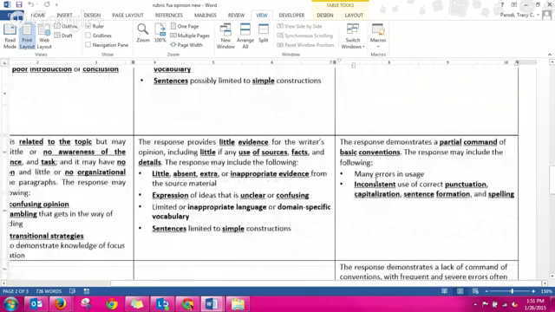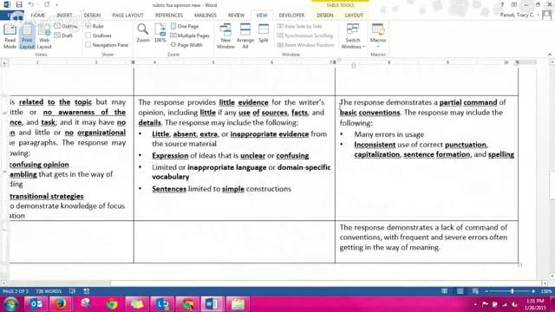And now the 1, if you got a 1 in conventions, it says the response demonstrates a partial command of basic conventions. So you don't really understand how to write. The response may include the following: many errors in usage, inconsistent use of punctuation, capitalization, sentence formation, and spelling.